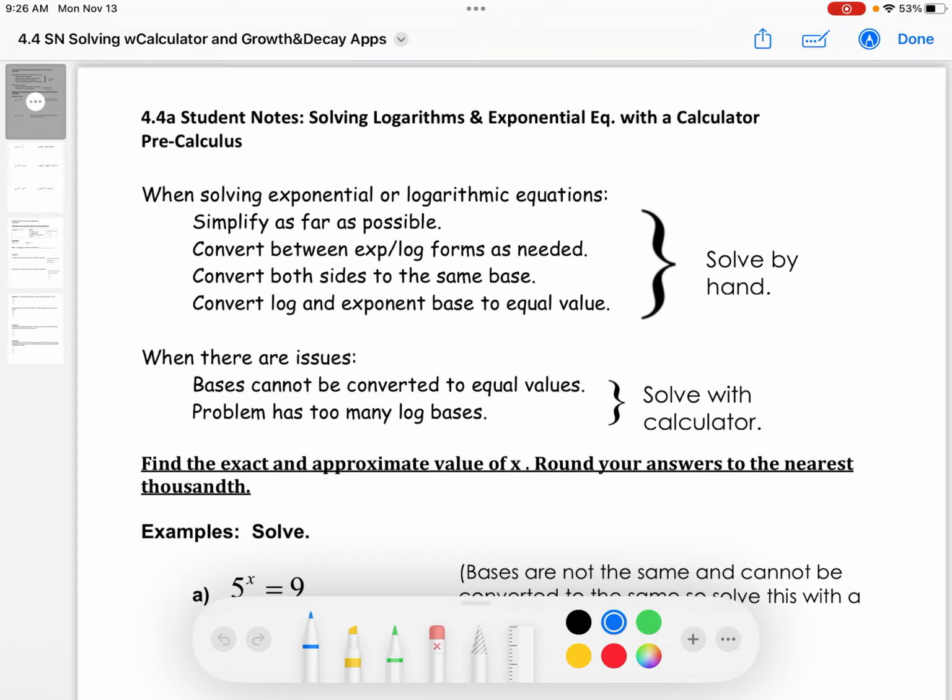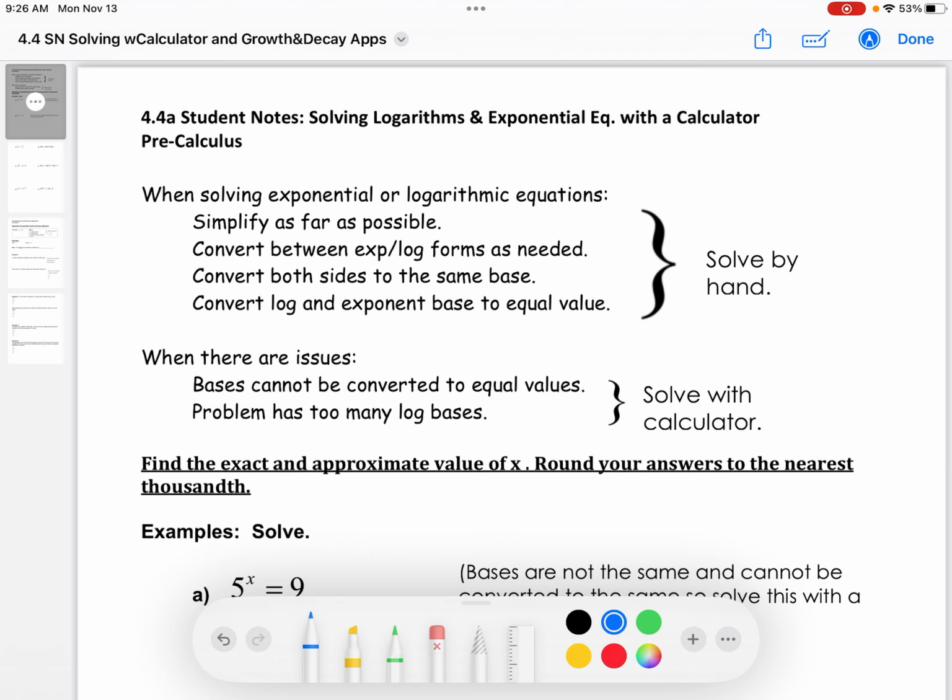This will be part 1 of this lesson. We are looking in this section at solving log and exponential equations. And there's two things that can happen. We can solve them by hand, or we may need to solve them in the calculator. And it just depends on the setup, okay?